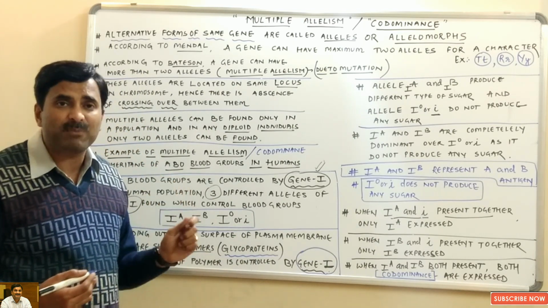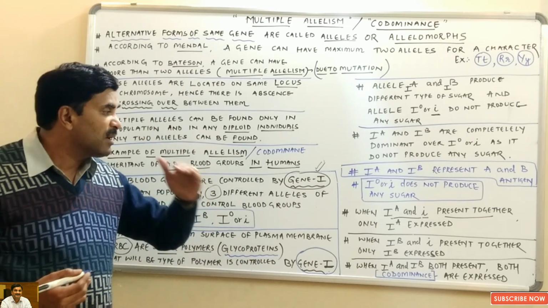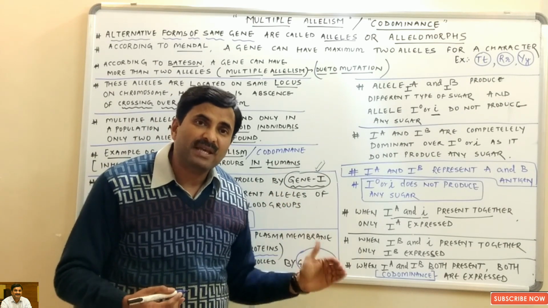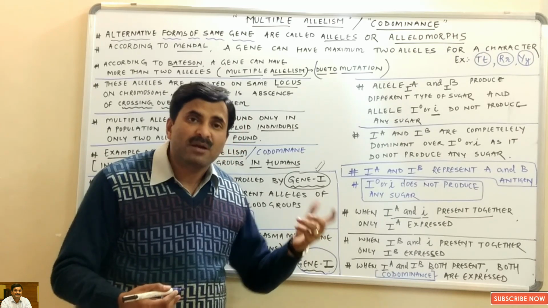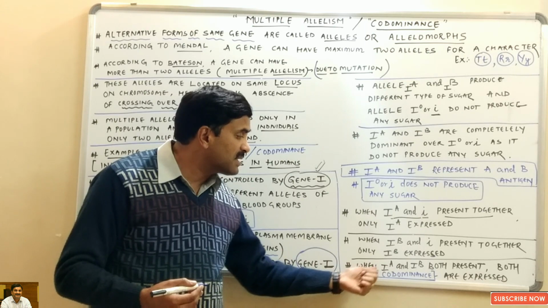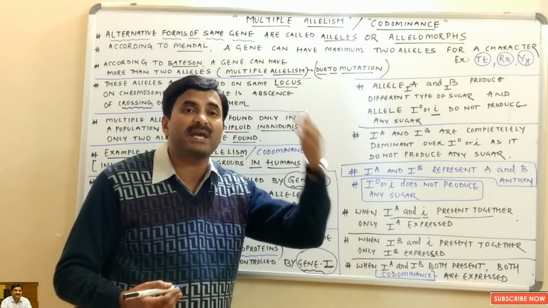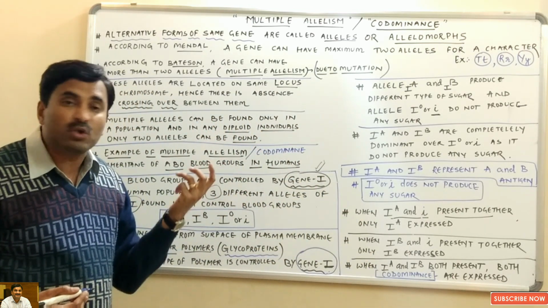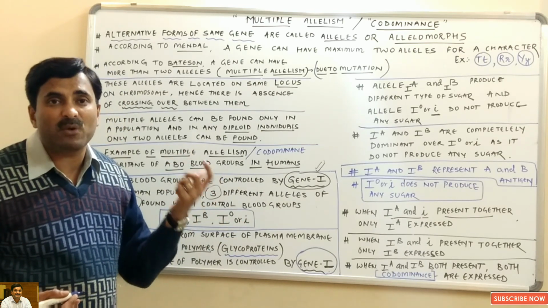Now the third one is very important. Think of IA and IB both being present together. Then it's natural that IA and IB both produce sugar, so both are expressed. When IA and IB are present together, such as in the blood group AB type, both will be expressed, and that's why it is a very good example of codominance.